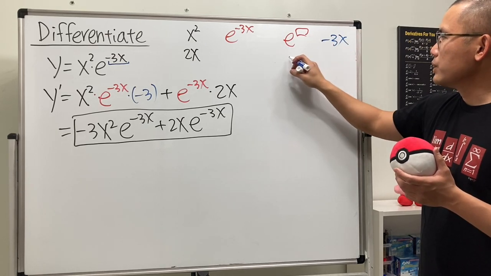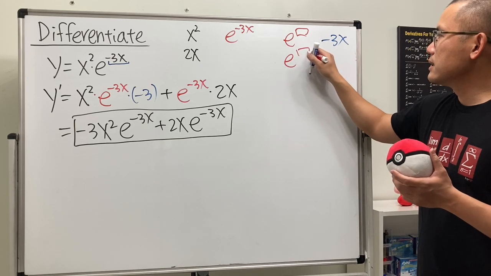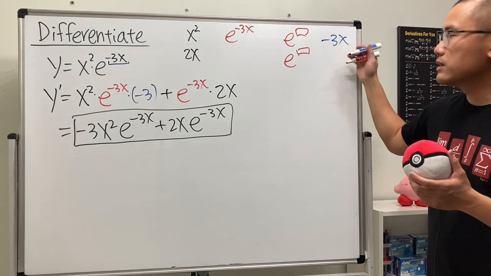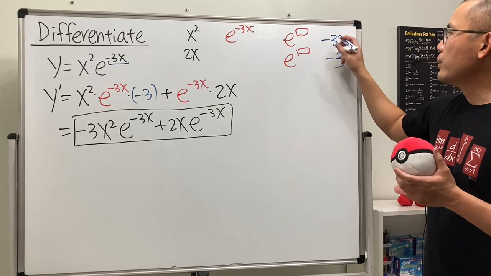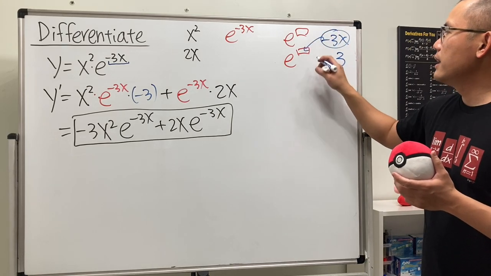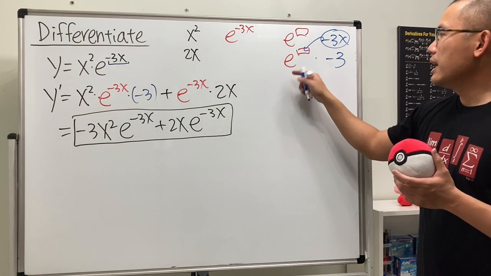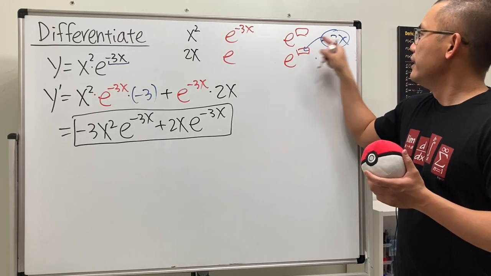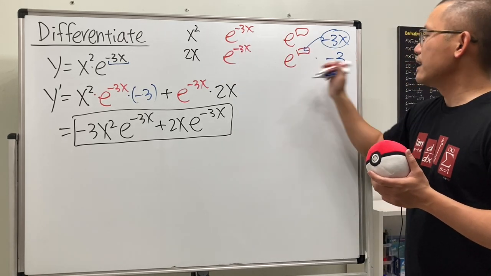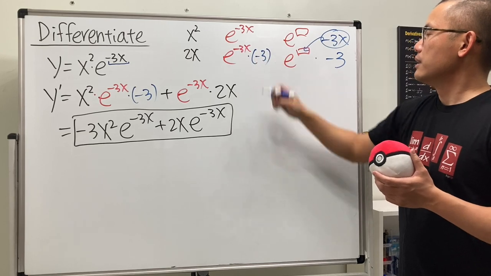Differentiating e to the box, we get e to the box. Differentiating negative 3x, we get negative 3. And now we can just put this in the box and then multiply. So that's how we get e to the negative 3x times negative 3.